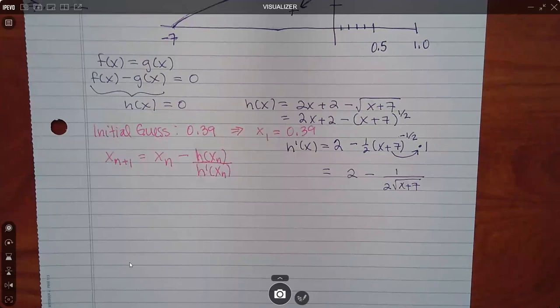Right, this is a 1/2. So a 1 is at the top of the fraction, and 2 is at the bottom of the fraction. And then the negative means it's downstairs, right? And 1/2 means radical. So it should be a radical downstairs. And that 1 really isn't going to be right?